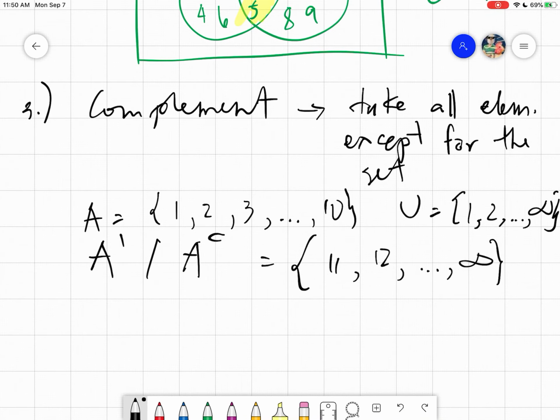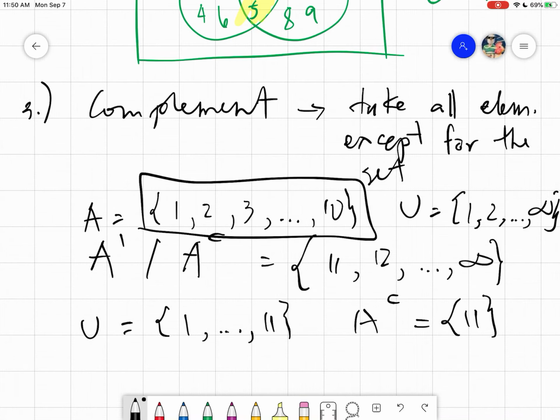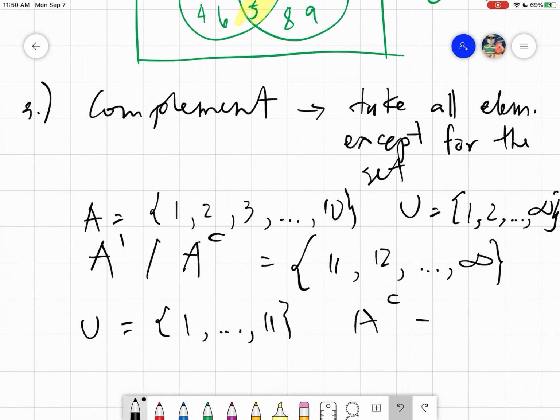Ganun lang po kadali. So for example, universal set mo is 1 up until 11. So anong A complement? Is just simply 11, kasi inalis mo yung elements ni A which is 1 to 10. Okay? So let me delete this one.